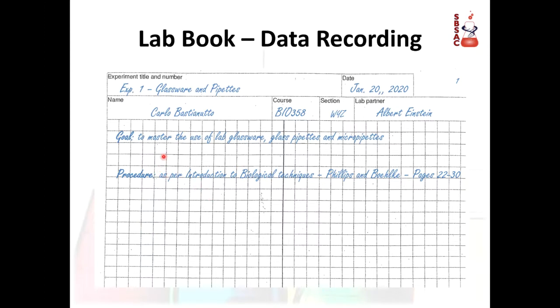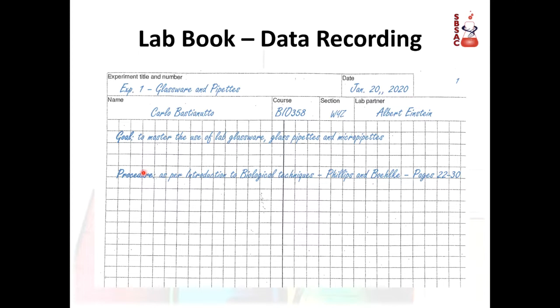Or, to save you time, oftentimes there are common binders of procedures or common files. You can just write a reference to where the procedure can be found. So in this case, this is for a different course. So introduction, that's the lab manual, and you indicate which page you can find the procedure that you used.